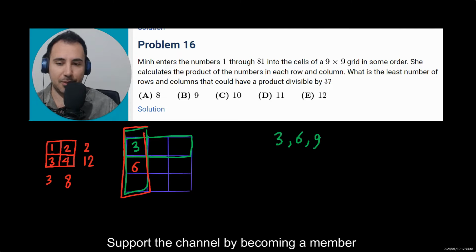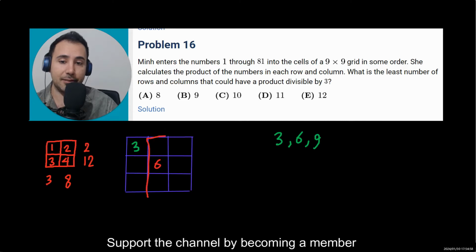Okay, I don't think this part was clear. So if I put 3 here, good. If I put 6 here, 2 more. Let me clean it here. If I put 6 here, 1 more, 1 more. If I put 9 here, all of them. So if I put 3, 6, 9 in this way, all rows and all columns will be divisible by 3. That's the maximum. The question is asking for the least.